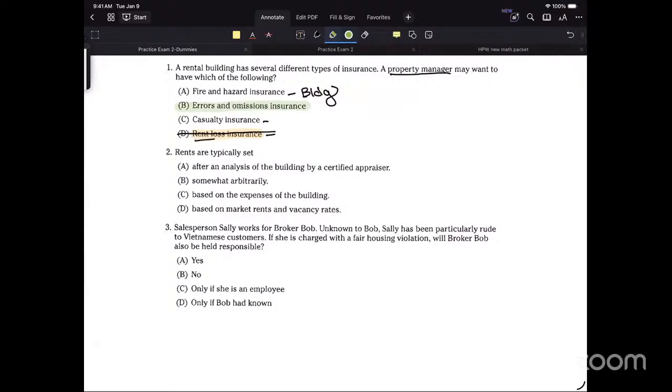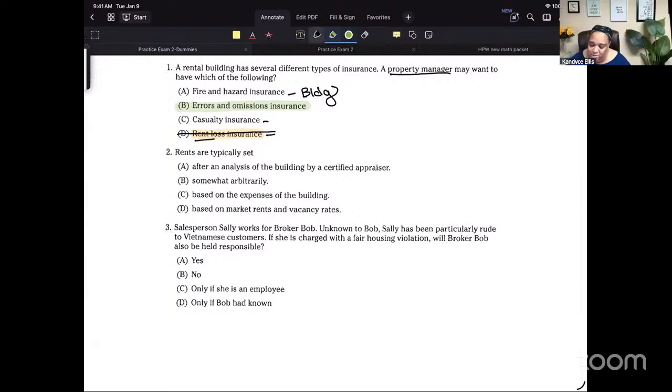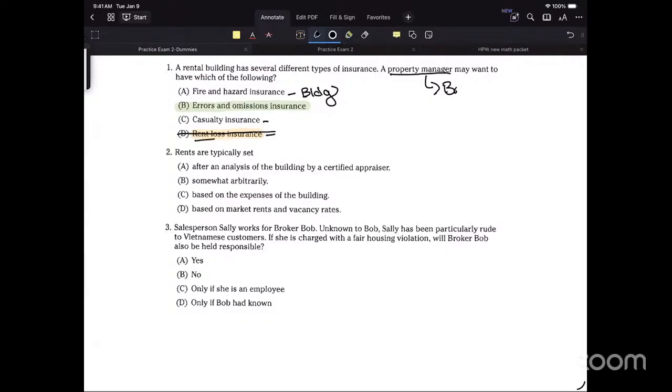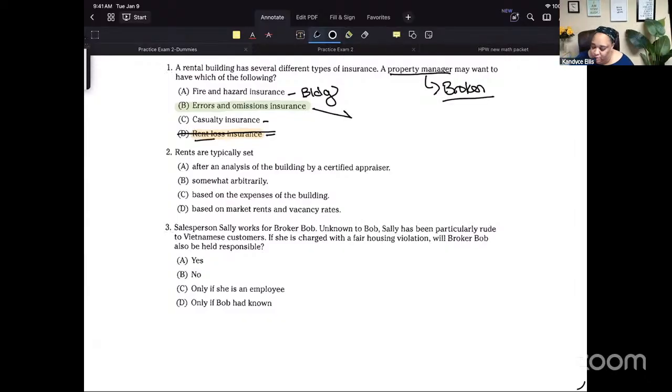On this one, the property manager, isn't that the broker? Yes, the property manager would be the broker. It would be errors and omissions insurance that he would want. Exactly. And when you all get out there in the real world, it's going to be called E&O insurance.